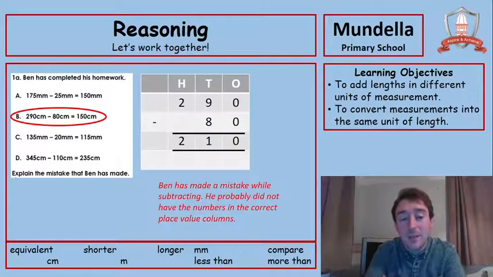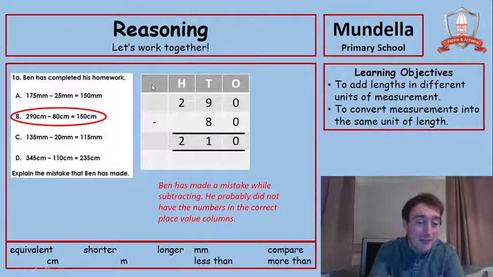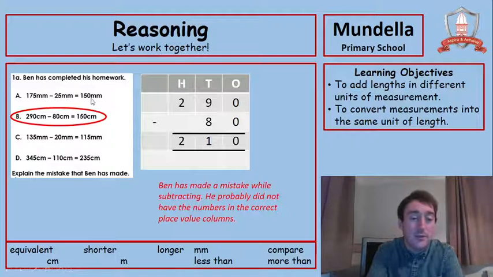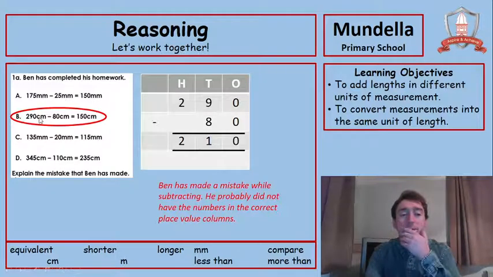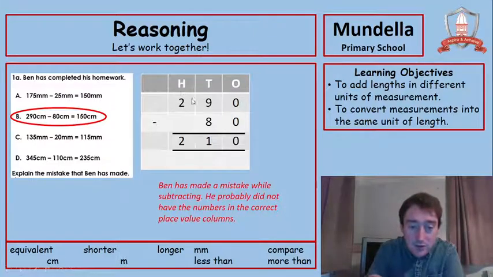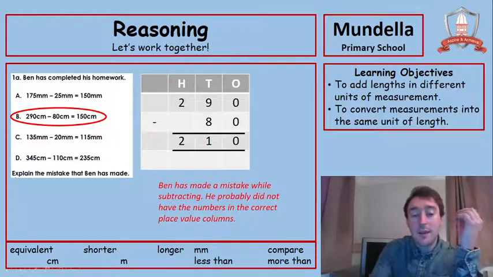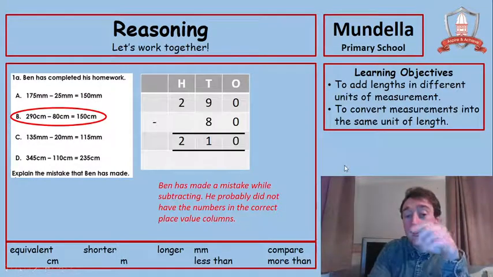Let's have a look. Well, I did it with him. Not at the same time, but afterwards. And I found that he was right on A because I took 25 away from 175 and I got the same answer. But then I tried this one and I've left it on the screen. And it says 290 take away 80. He put 150, but I got 210. So then my reasoning was, Ben has made a mistake while subtracting.